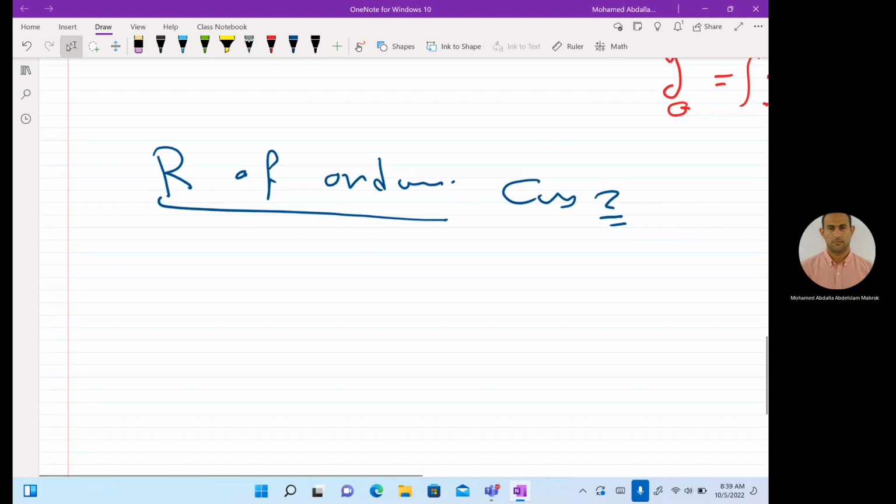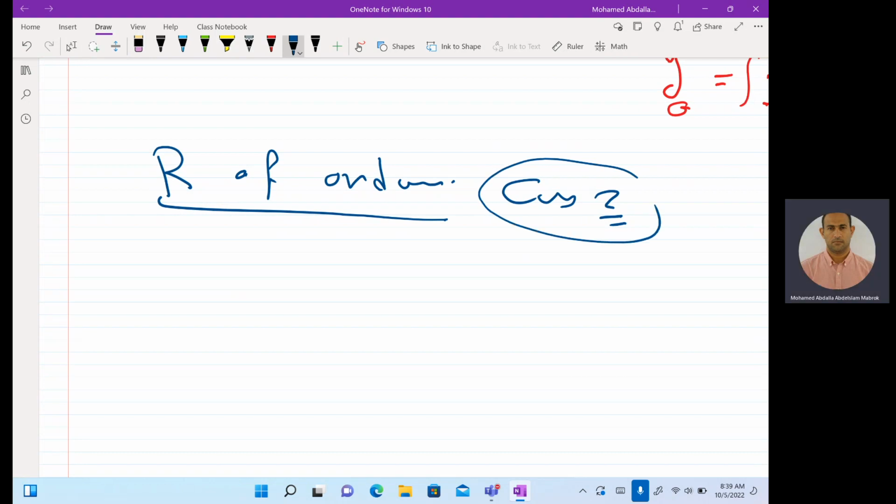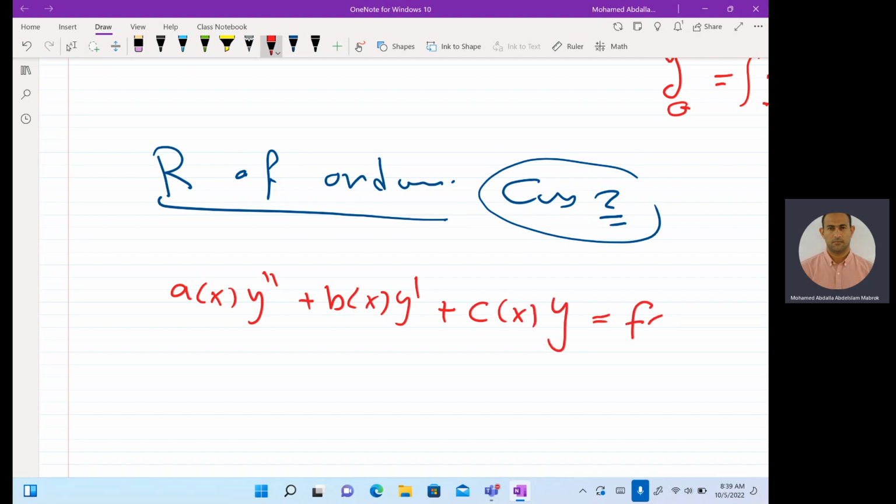So case 2 is now the generalized a of x, any a of x, y double dash, plus any b of x, y dash, and also in the presence of c of x, y, equal f of x. Well, that's like the big guy. Do we have a generalized solution? No. We said that in the beginning.